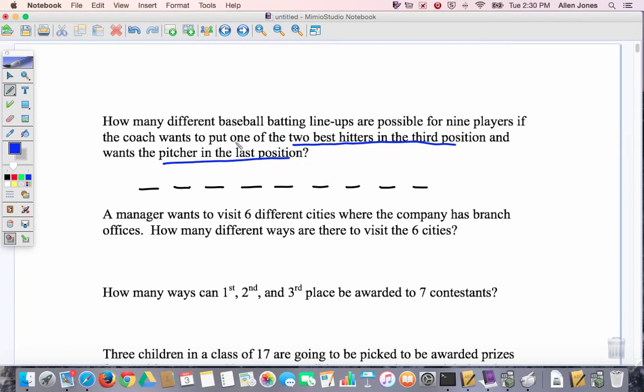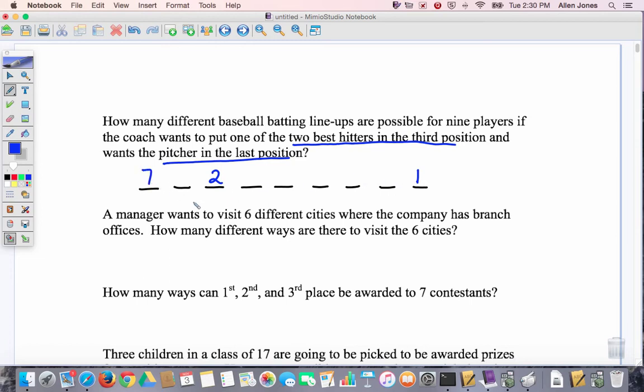So in this case, we want one of our 2 best hitters to bat 3rd. So one of those 2 batters can bat in the 3rd position. We also want the pitcher to bat last, so only the pitcher can bat here, and we only have 1 choice. So even though I have the number 2 here, only one of those 2 batters is going to be here. The other one is available to bat anywhere.